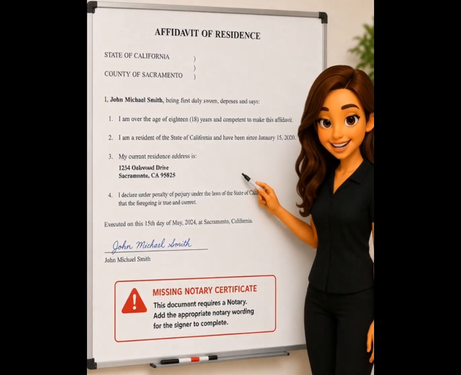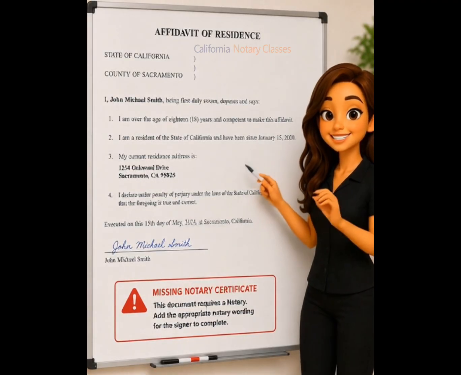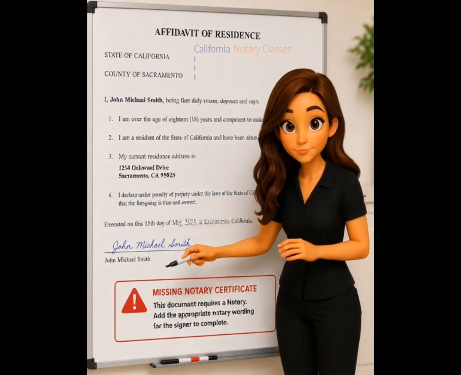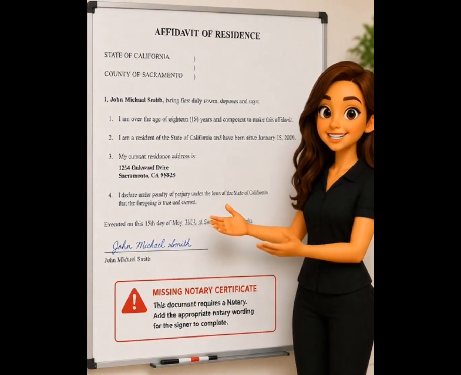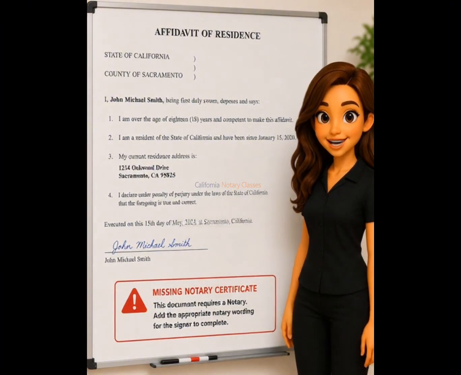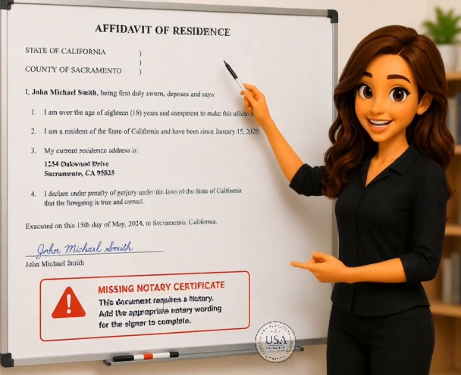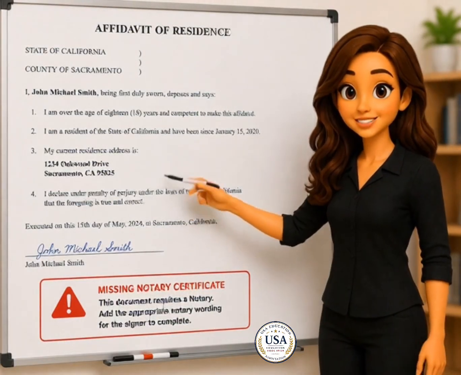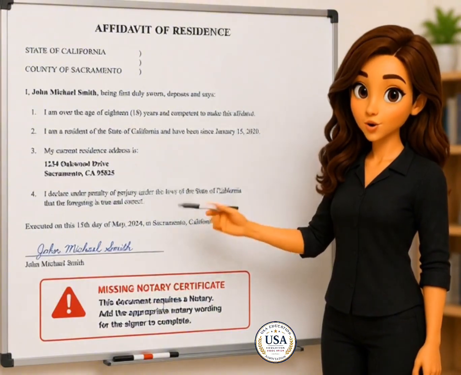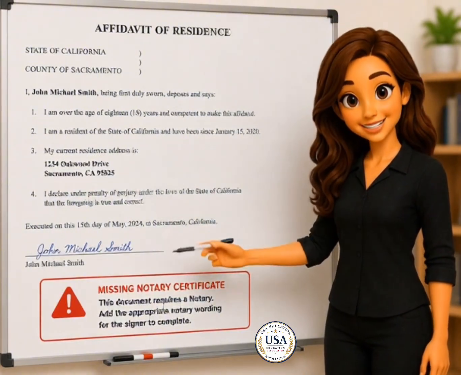This sample document is an affidavit of residence. It does not have a notarial certificate pre-printed on it, so I would need to ask the signer what type of notarization they need. Most signers don't know, so they'll need to contact the receiving agency to ask if they need a jurat or an acknowledgement. Without those instructions, I cannot notarize the document.